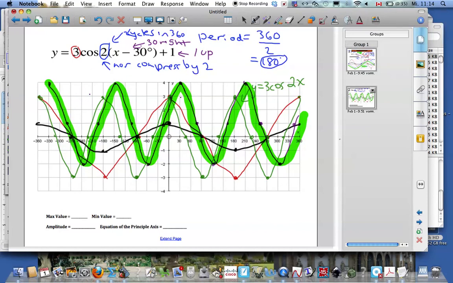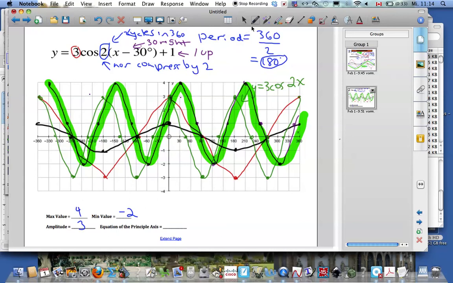Very quickly, what's the maximum value here? We see that that's 4. What's the minimum value here? That's -2. What's the amplitude? Remember, that's always the absolute value of this number. If it's been reflected and it says -3, you would still put 3, because the vertical reflection doesn't change it.